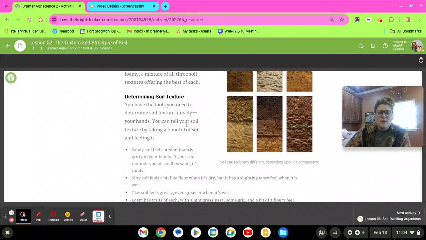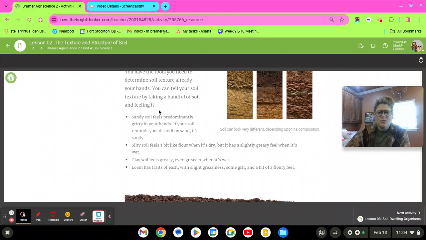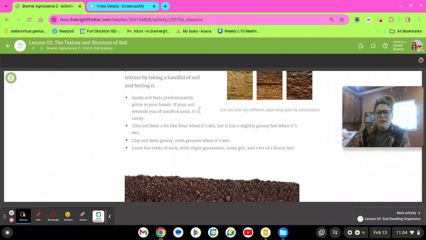So, determining soil texture. You have the tools you need already to determine it, and that's really your hands. You can tell soil texture by taking a handful of soil and feeling it. So you can just go outside and feel your soil. Sandy soil is going to be really gritty. You can feel those particles. Feels like a sandbox. Silty soil feels like flour when it's dry. Can be greasy when it's wet. Doesn't really run through your hands very easily.